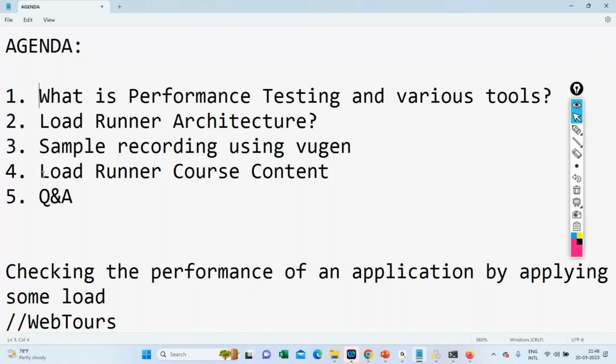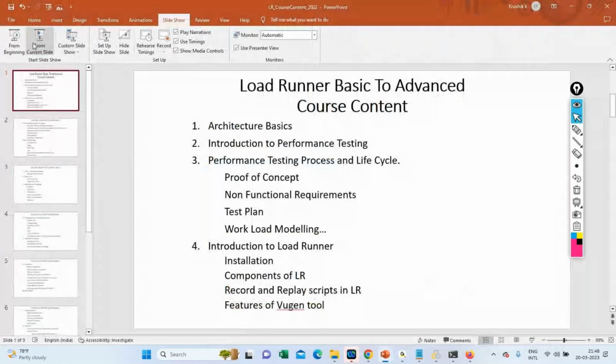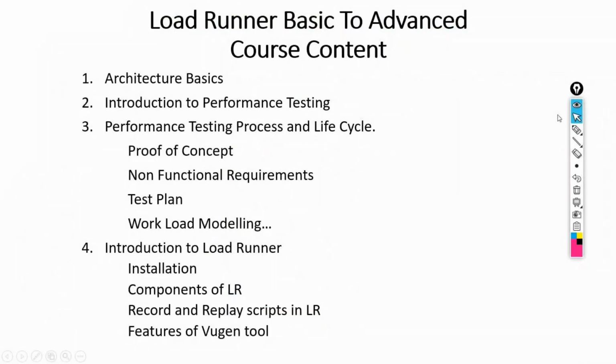Now let's go and see this LoadRunner course content. Let me share that particular slide. There you go. This is the LoadRunner course content. It starts with architecture basics. We will understand LoadRunner architecture, and how it is different from project architecture. Then performance testing life cycle, proof of concept, non-functional requirements gathering, test plan, workload modeling. These are all important concepts for every performance tester. So the actual work begins here.